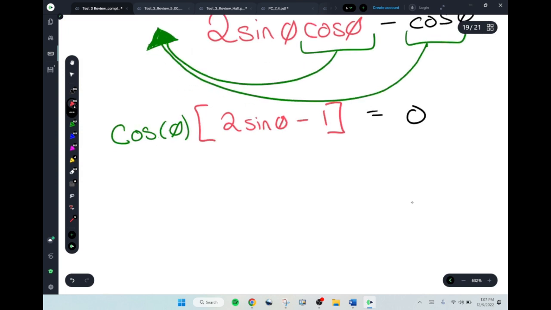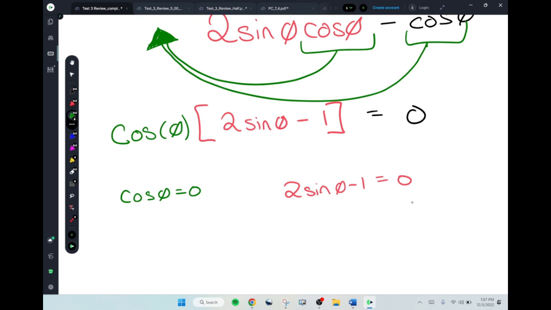So it's the same thing over here. Oh, we're done. The green side gives me cosine theta equals 0. And the red side gives me 2 sine theta minus 1 equals 0. And where's the cosine of theta equal to 0? You gotta think about that unit circle. All right, pi over 2.